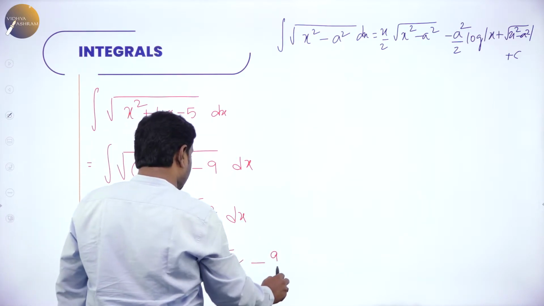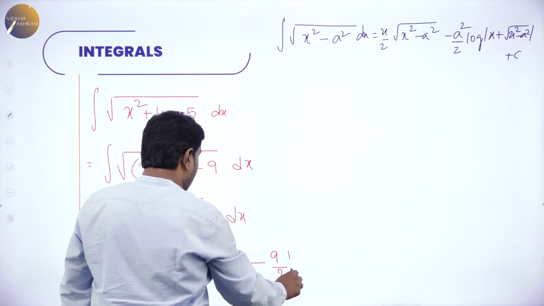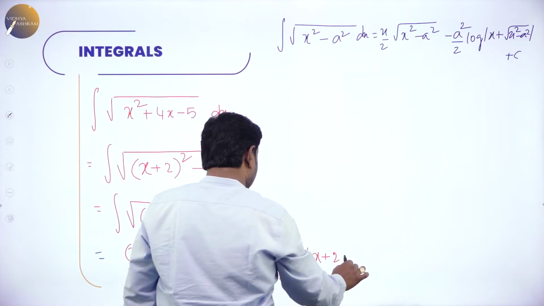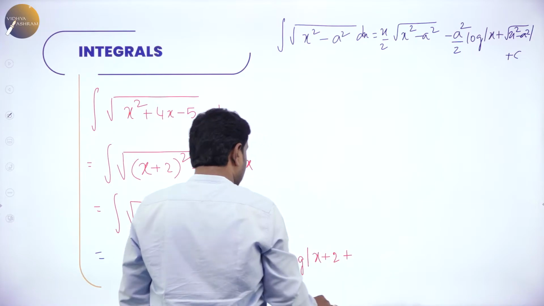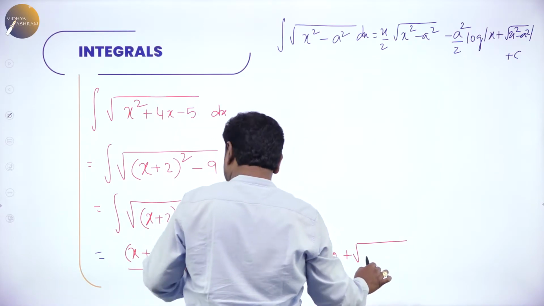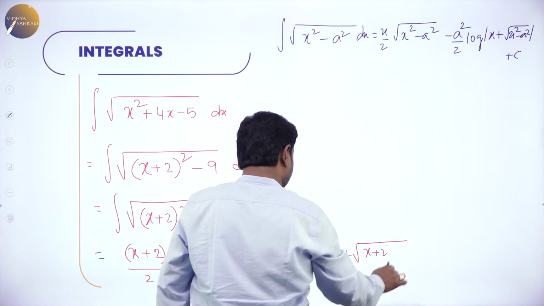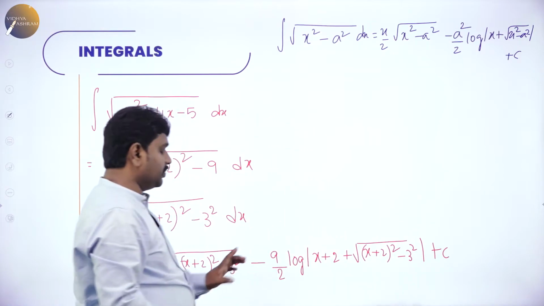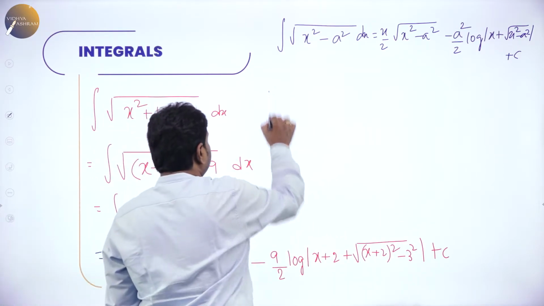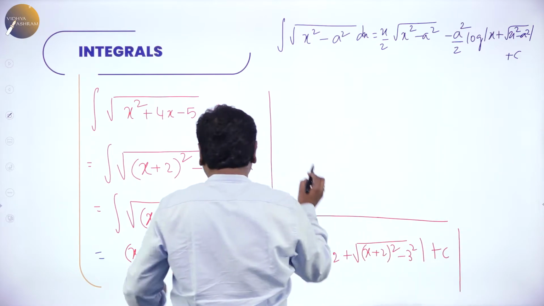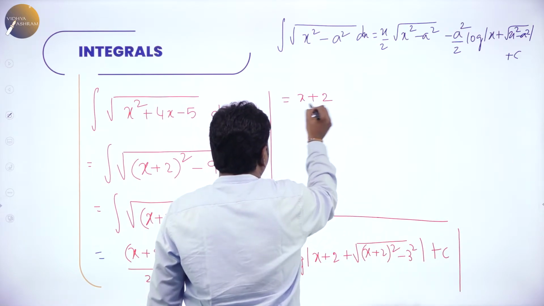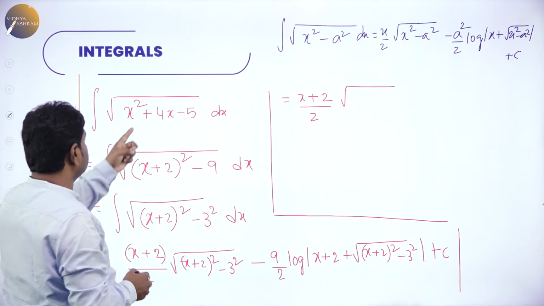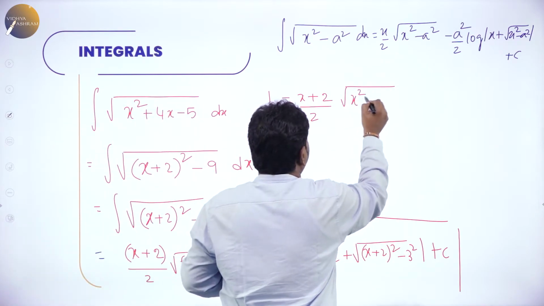then minus a square by 2, that is minus 9 by 2, into log of mod of x plus 2 plus root of x plus 2 the whole square minus 3 square, plus c. So here we'll have minus. Now simplify this. The final answer can be written as x plus 2 by 2 as it is outside, and under the root, x plus 2 the whole square minus 3 square is x square plus 4x minus 5.